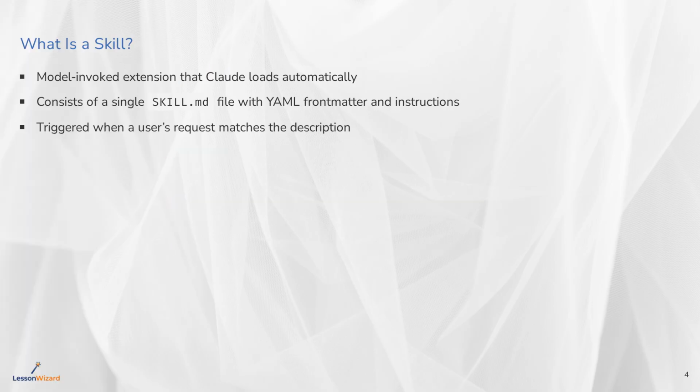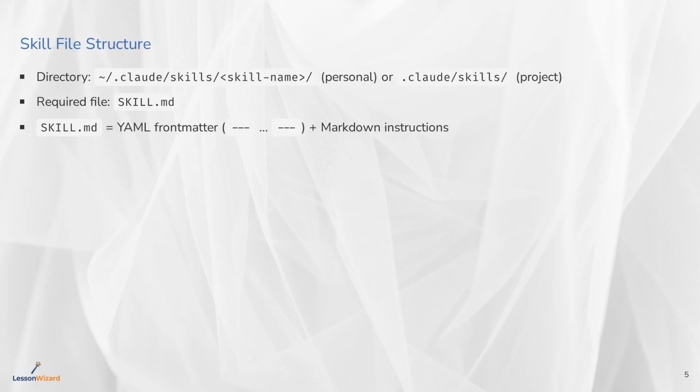A skill is essentially a packaged set of instructions Claude can call without you typing a command. It lives as a markdown file, and Claude reads only the name and description at startup to decide if it might be useful. When the request aligns, Claude asks to load the full skill, runs its instructions, and then continues the conversation. Think of the skill directory as a tiny project.